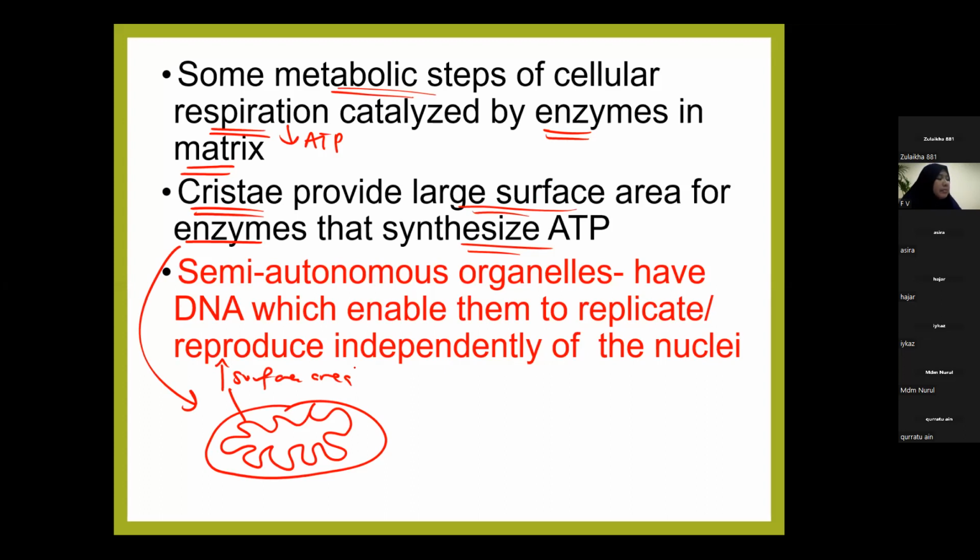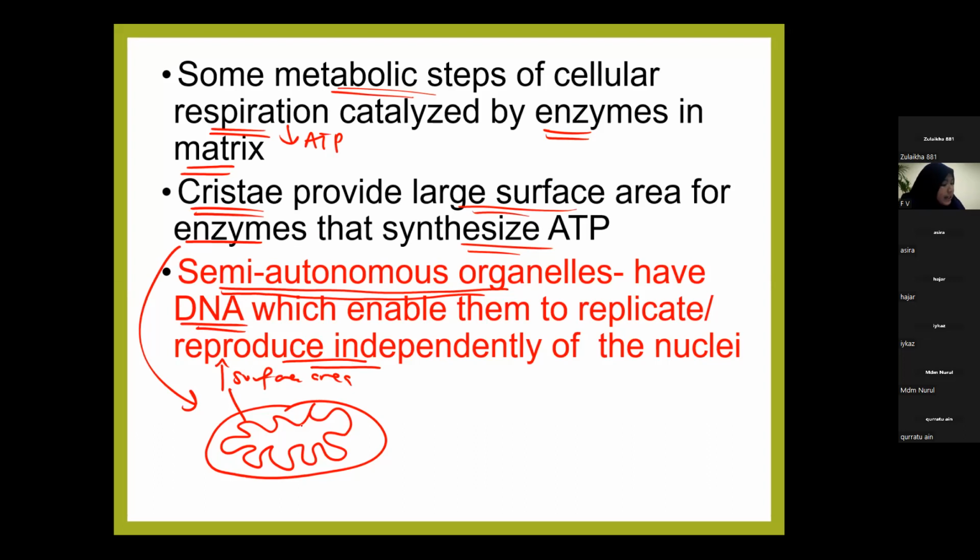Alright? Okay. So, mitochondria is semi-autonomous organelle. Apa maksud semi-autonomous organelle? Auto maksudnya macam automatic kan? Okay. Semi-autonomous organelle means, kenapa kita panggil sebagai semi-autonomous? Sebab dia boleh reproduce independently. Okay, kenapa dia boleh reproduce independently? Apa maksud reproduce independently ni? Sebab dia boleh replicate themselves kerana they have their own DNA.